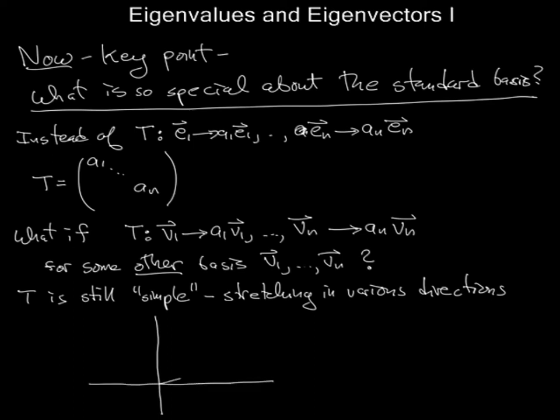And let's draw a simple picture of a simple example. Suppose I had two more or less random vectors v1 and v2. And suppose your linear transformation was multiplying by 2 in the v1 direction. And suppose it was dividing by 2 in the v2 direction. Well, that's a pretty simple linear transformation to understand. And so I want to be able to think about this almost as easily as I can think about an ordinary diagonal matrix.